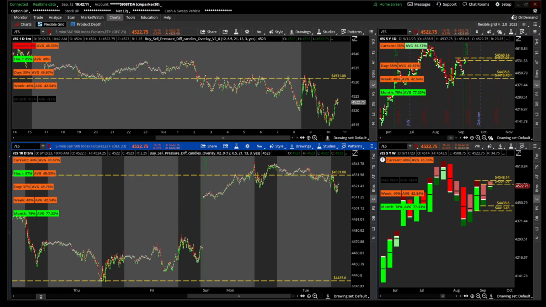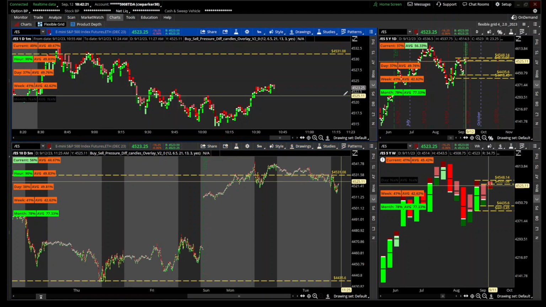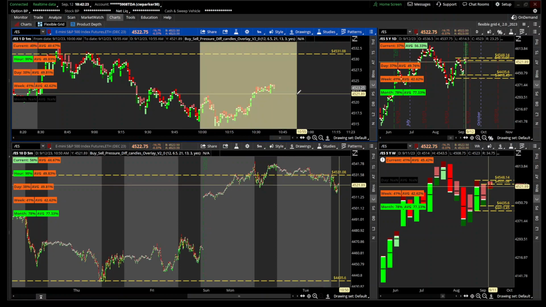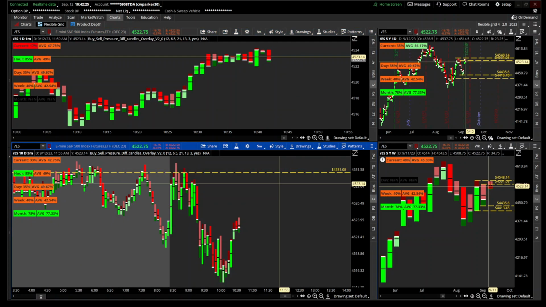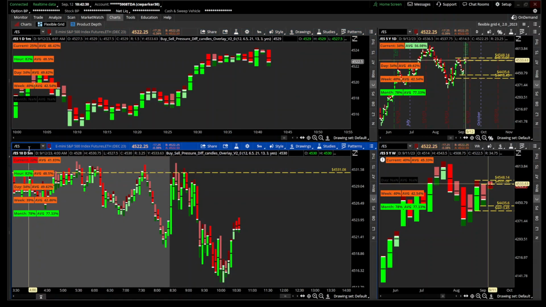Actually, an updated version of the buy sell pressure candles overlay indicator. This is a more in-depth or intricate form of the indicator. So I'm going to zoom in on this 1 minute chart and you'll see what I've done, and I'll zoom in on the 5 minute as well. This is the E-mini S&P 500.